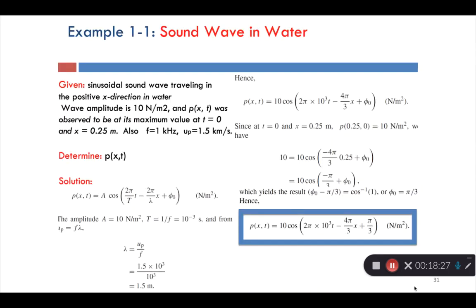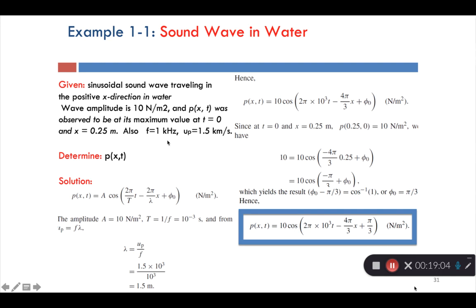Okay, alright. Having said that, let's quickly look at example 1.1 just to see what it is asking, what is given to us. So there's a sinusoidal sound wave traveling in the water, in the positive direction. The amplitude is given and the actual value of the function was observed to be at its maximum value at t equals 0. So at t equals 0, the amplitude was 10, and at the same time, t equals 0 and x equals 0.25.